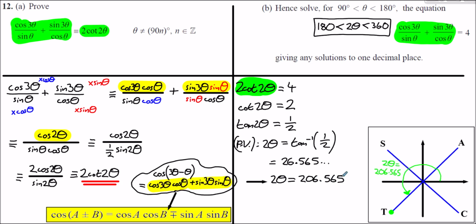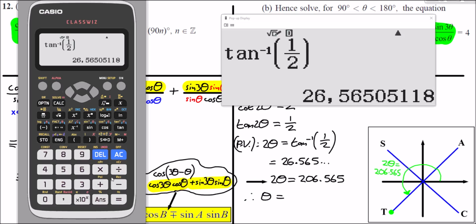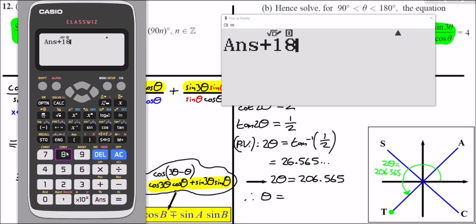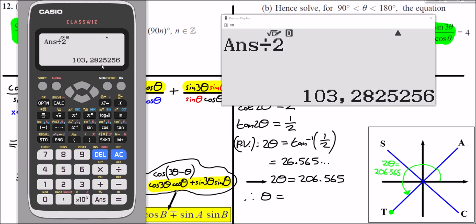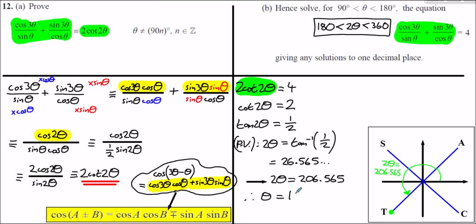But we don't want 2 theta, we want just 1 theta. So therefore theta, if we now divide that by 2, to 1 decimal place is going to be 103.3 degrees. So theta is 103.3 degrees.